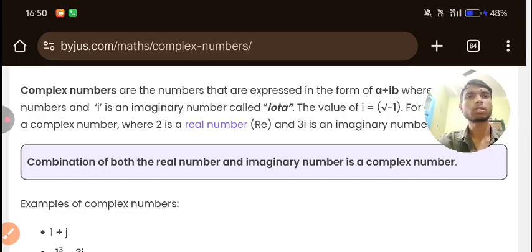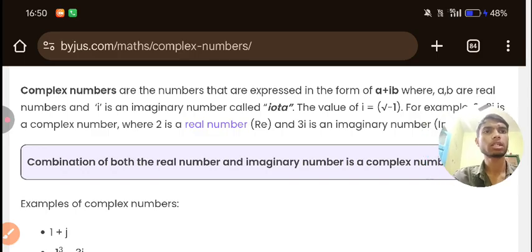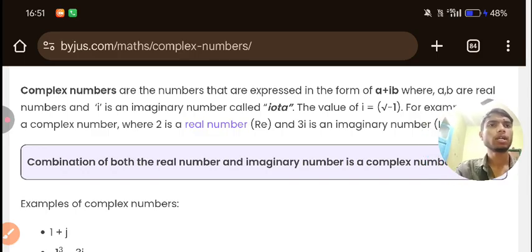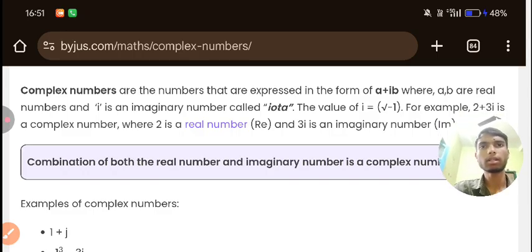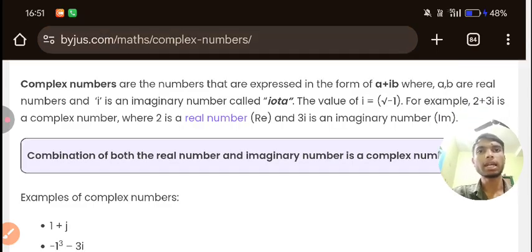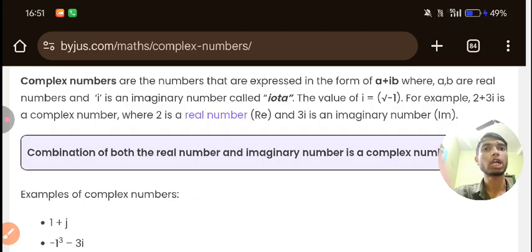Complex numbers are numbers that are expressed in the form a plus ib. A is a real number, b is also a real number, but b is the imaginary part, where a and b are real numbers and i is an imaginary number called iota. The value of i is root minus 1.